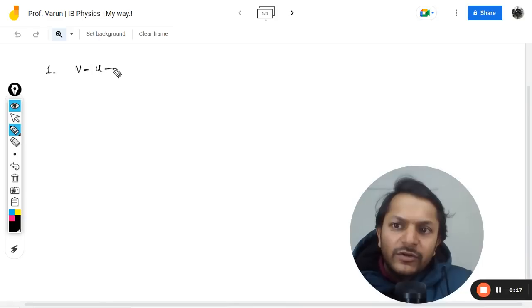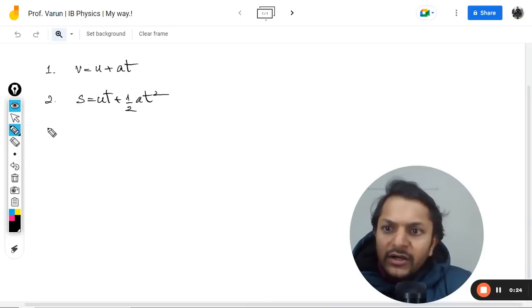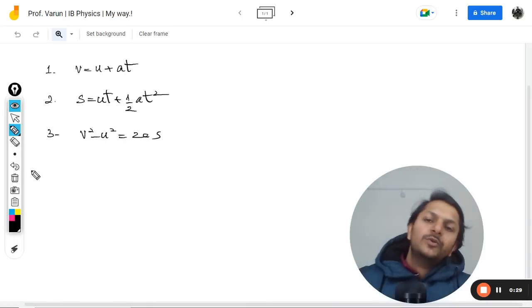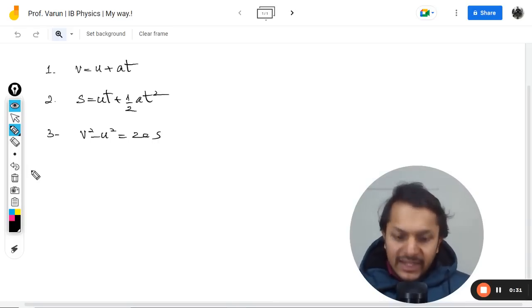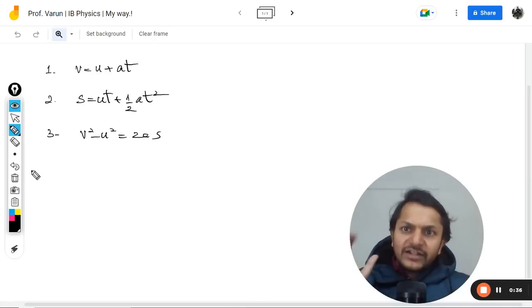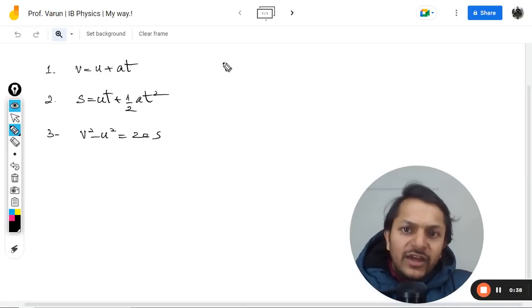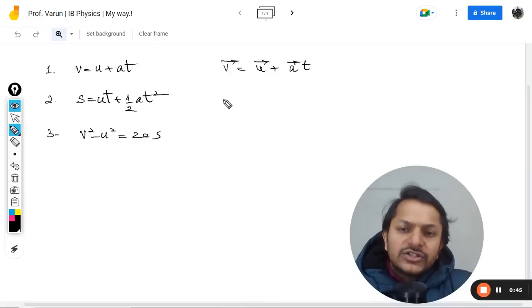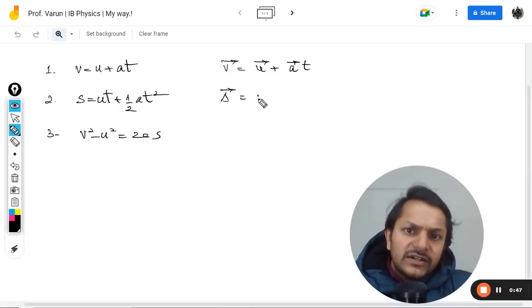like let us say V is equal to U plus AT, S is equal to UT plus half AT square, and the third equation is V square minus U square is equal to 2AS. These all equations, they look scalar, but they are not scalar because they are basically based on vectors. So these all are vector equations. So technically, the right way of writing them is this, because you are actually referring to the vectors. So this is a displacement vector, this is the velocity vector into time t.